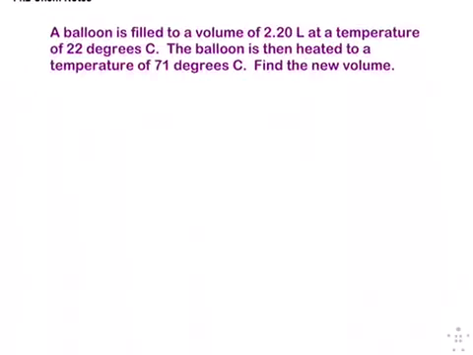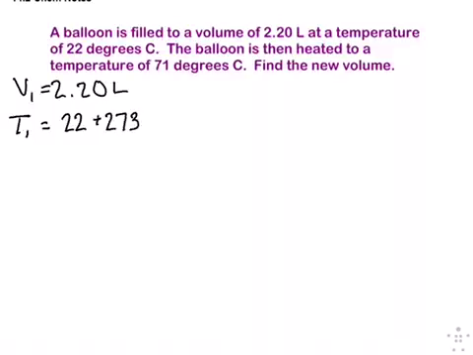So, practicing that, a balloon is filled up to a volume of 2.2 liters at a temperature of 22 degrees Celsius. The balloon is then heated to a temperature of 71 degrees Celsius. Find the new volume. So our initial volume, our V1, is 2.20 liters. Our initial temperature is 22 degrees Celsius, but we have to convert that into Kelvin. We do that by adding 273 to it, and we get 295 Kelvin.